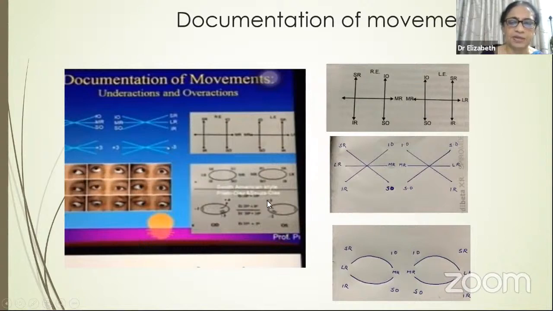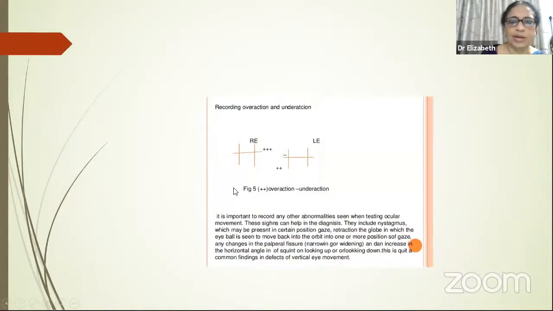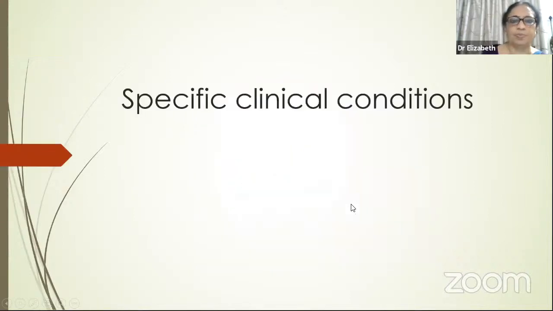The updrift, downdrift, the measurement, everything can be denoted in this picture. And any overaction is denoted by plus signs and underaction by the minus signs. And now I come to the specific clinical conditions.